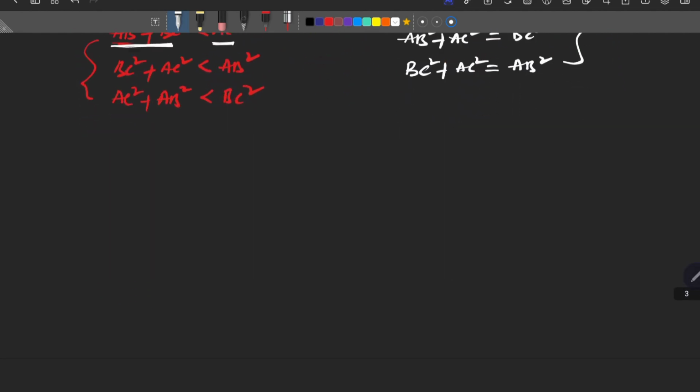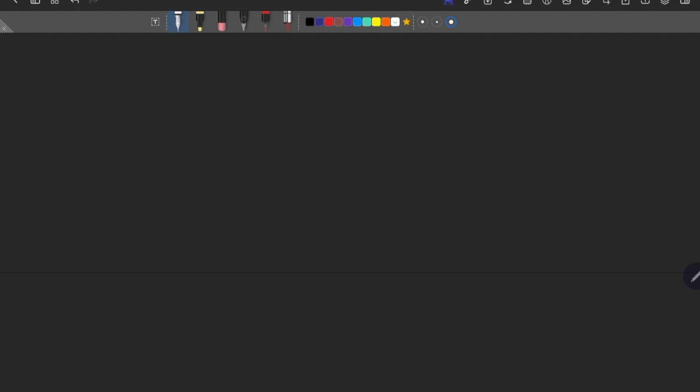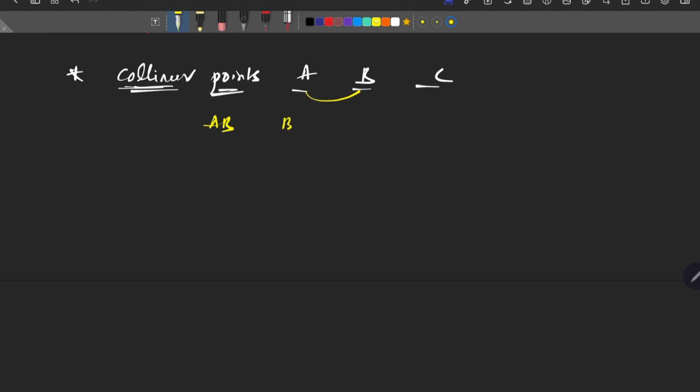So again, using the distance formula, how do we conclude collinear points? Now the topic is collinear points. Let us say three different points are given: A is one point, B is another point, C is another point. How can we prove they are collinear points? By using the distance formula again. Just find the three different sides: AB, BC and AC.